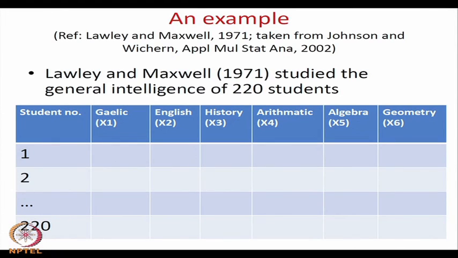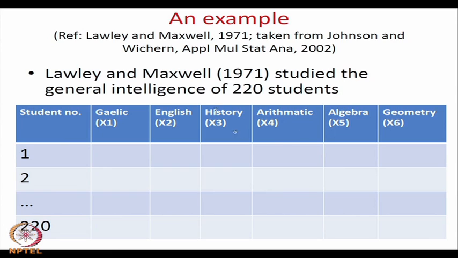There are different methods of estimation, but I thought of giving you one example first. Let us see one example here with respect to factor analysis. This is a study conducted by Lawley and Maxwell in 1971. The purpose is to measure general intelligence. 220 students were considered, and the variables taken, these are observed variables, are Gaelic, English, history, which are the verbal subjects, and arithmetic, algebra and geometry, which are the mathematical subjects.